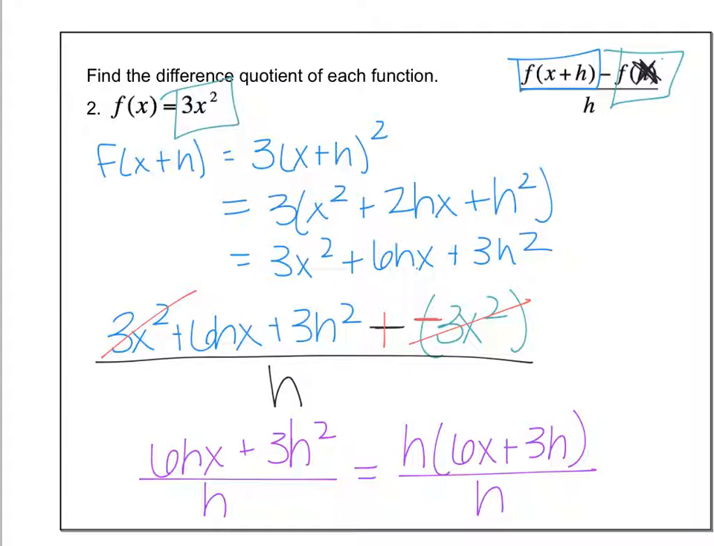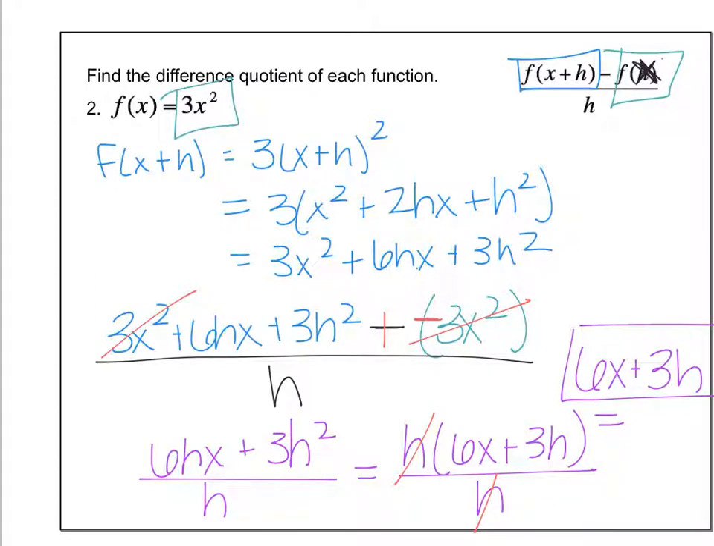I just want to make sure that you guys know you can't just cancel the h out of the first thing only. Because we're dividing both of these parts by h, aren't we? So I can't just say that this h cancels with this one and that one stays, which is why I want you to factor it out first. After you factored it out, now it's no longer joined to anything. Now you can cancel it out, can't you? I'd rather see you do it that way. So those cancel. So your answer is just 6x plus 3h. That is your difference quotient. No, because it was an h squared, so only one of them would cancel.